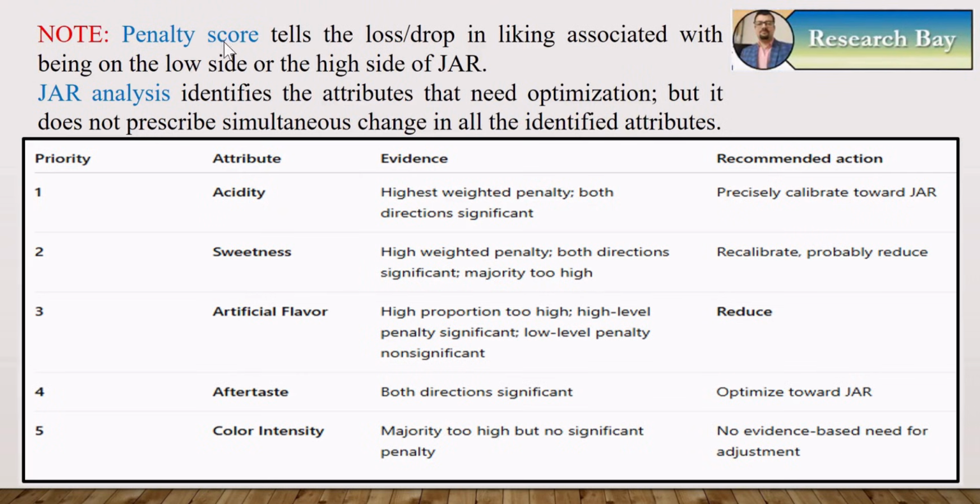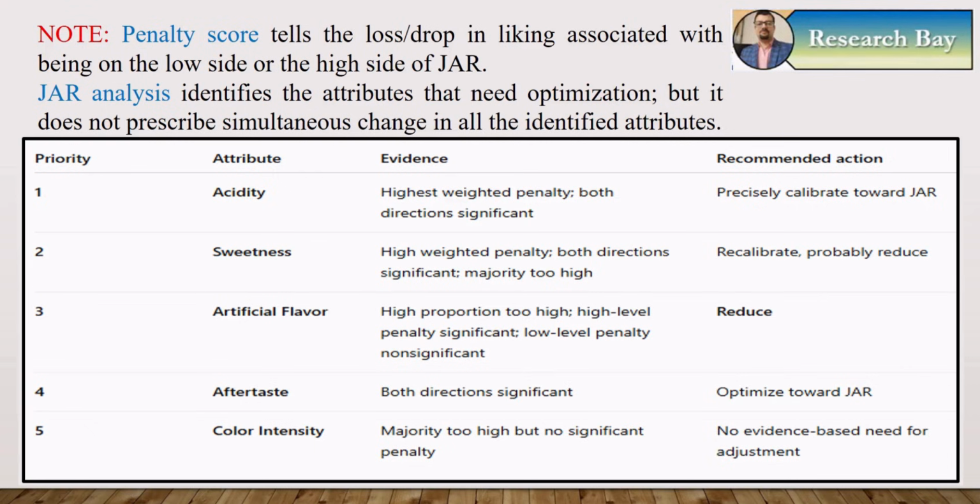Now, the penalty score tells the loss or drop in liking associated with being on the low side or high side of the JAR, that means 1 or 2, and 4 or 5 on a 5-point rating scale of JAR. JAR analysis identifies the attributes that need optimization, but it does not prescribe simultaneous change in all the identified attributes. So this point has to be noted, because we cannot say that we have to change all the attributes together simultaneously when we do the JAR analysis.